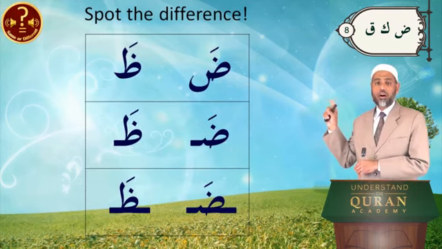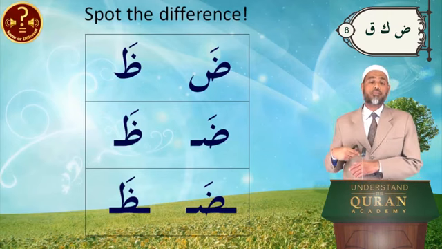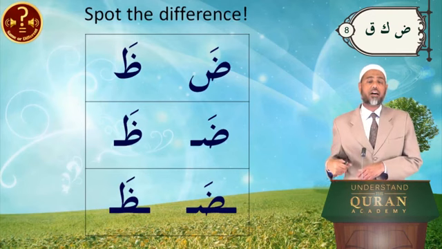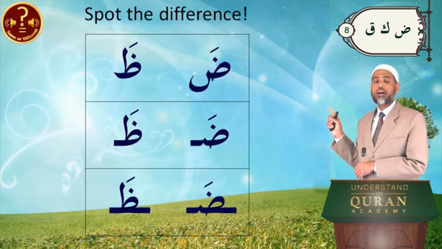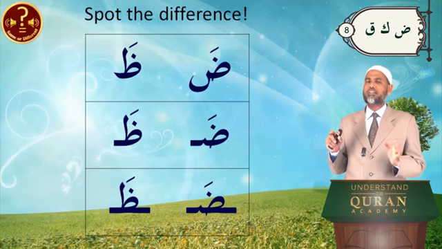First one is da, which we learned in this lesson, and another one is dha. Both of them are very thick and high. So this is da and the other one is dha. Both are very distinct. Don't mix them.